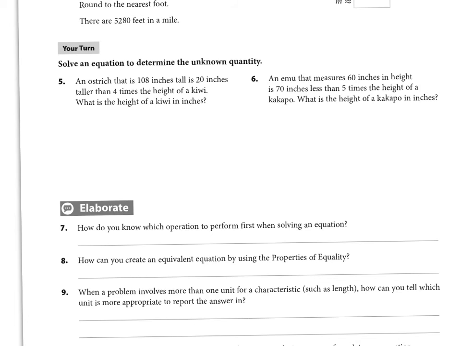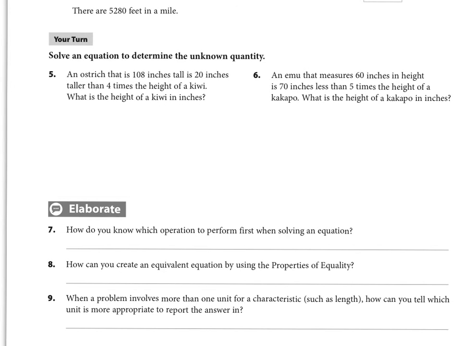It says solve an equation to determine the unknown quantity. It says an ostrich that is 108 inches tall is 20 inches taller than 4 times the height of a kiwi. What is the height of the kiwi? So when you're writing these equations, always make the variable represent the thing you know the least about. The thing I know the least about in this problem is the height of the kiwi. So I'm going to call that x.